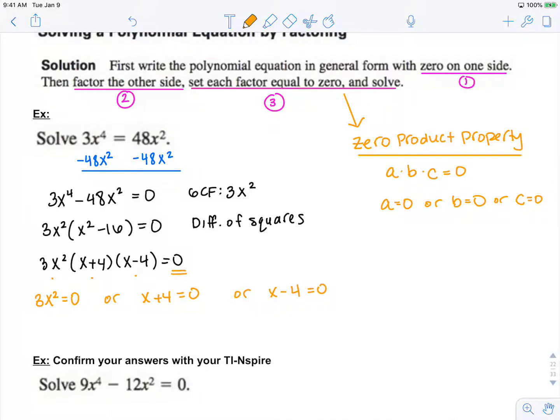Solving each of these, I know from my first equation, without showing much work, that x would equal 0 here. Here, x is negative 4, or x is positive 4. So we got our equation equal to 0, factored, and then used the zero product property to solve.